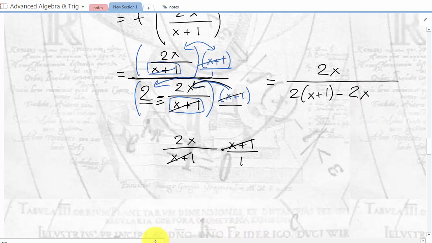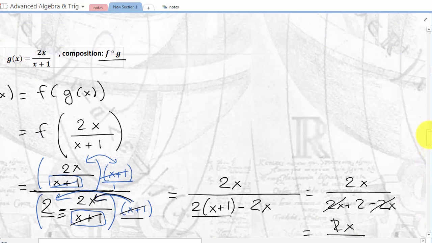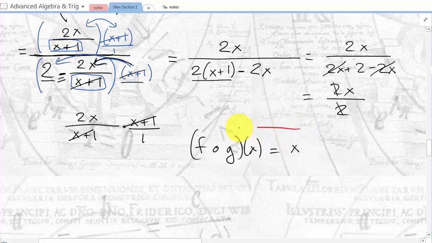Like that, okay? So, what is that? This is 2x over, so let's expand this right here. So this is 2x plus 2 minus 2x. Alright, so 2x minus 2x, they go. And we have 2x over 2. And here, of course, it will simplify. Therefore, what was the name of the function I was looking for? F of g. Therefore, f of g of x is just x, and we will see later that this is actually an important property, okay, an important remark.